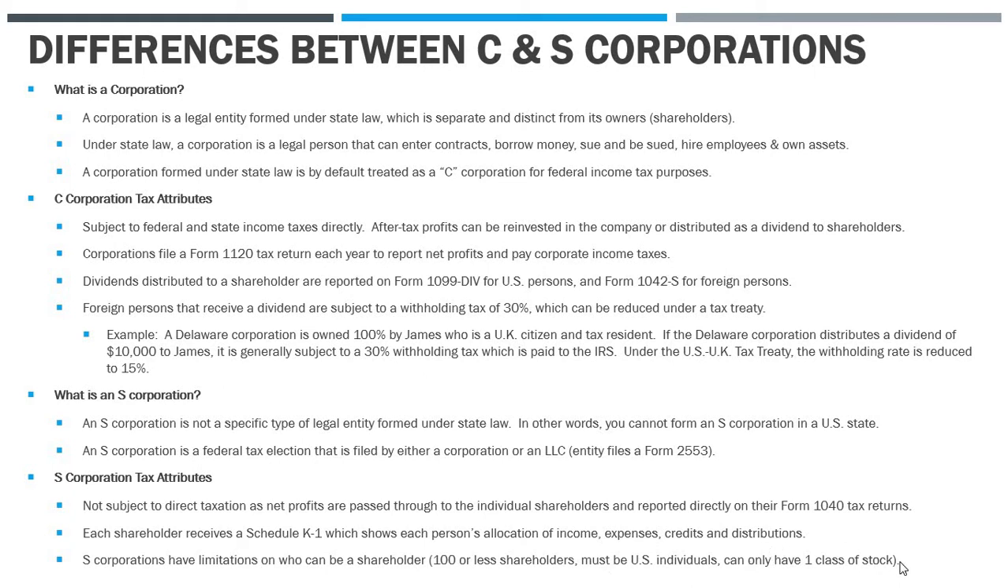So what does that mean? Well, one class of stock means that everything is allocated in proportion to each shareholder's ownership interest in the company. So the company can only have, let's say, Class A common stock. It can't have Class B, Class C, Class D, and so on. So it can only have Class A common stock, and everything is allocated in proportion to what each shareholder owns in the company. So you can't have any strange special allocations, which are generally allowed in a partnership context.